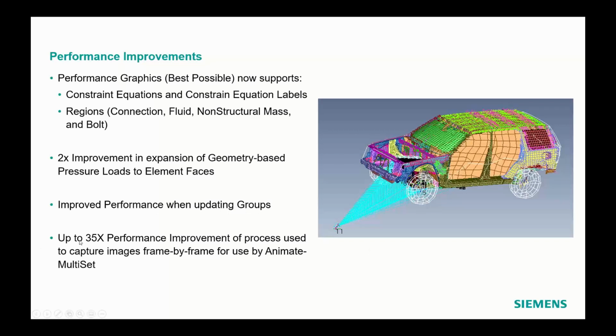And the biggest performance improvement by far is the 35x performance improvement for capturing animate multi-set frames. And this is not just for capturing images, it's also for just displaying it in the Femap window. Especially if you're trying to rotate around big models where you're trying to animate a mode or a flutter mode or something, we've seen huge improvements in how fast it takes to render.